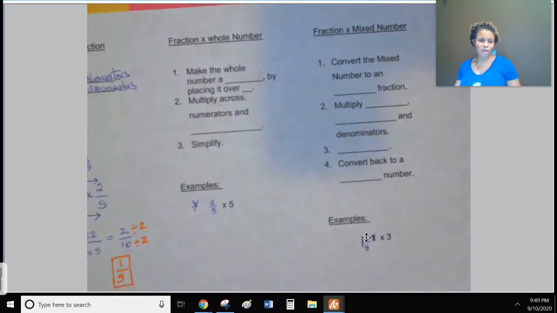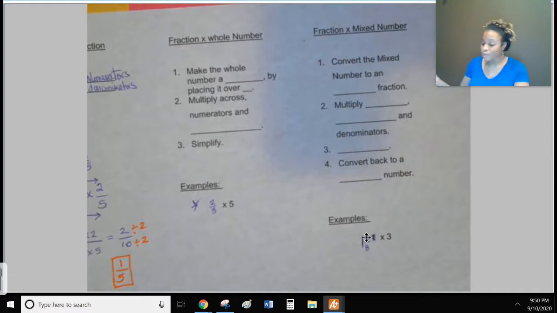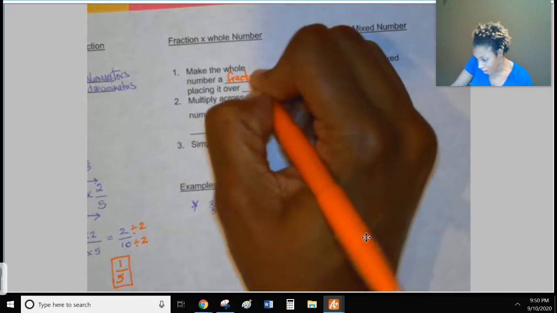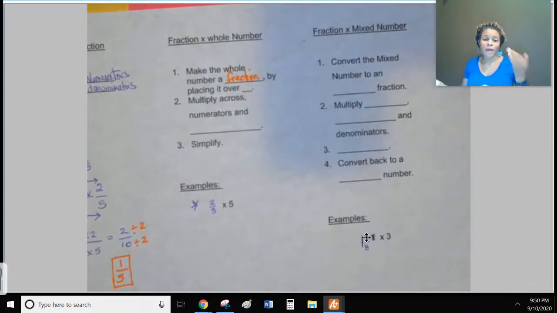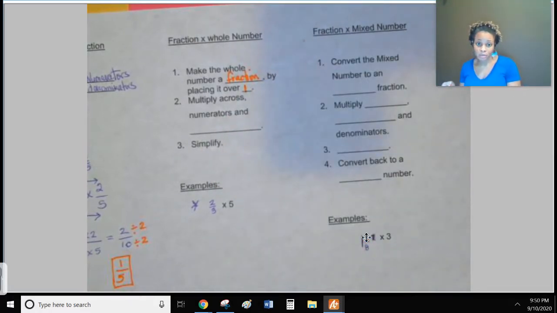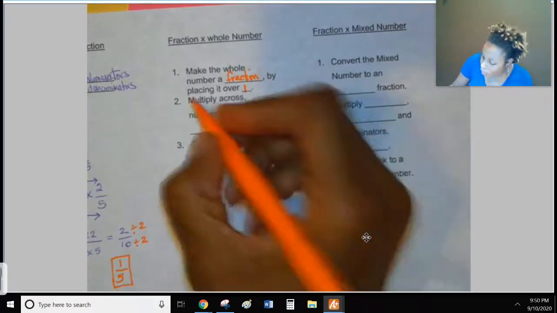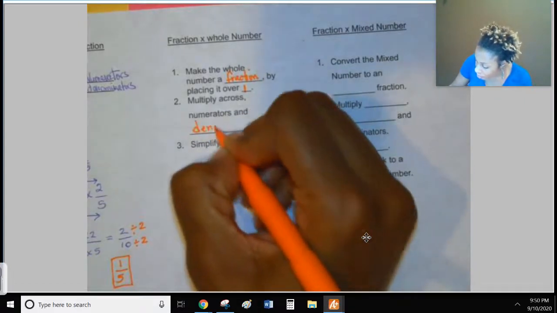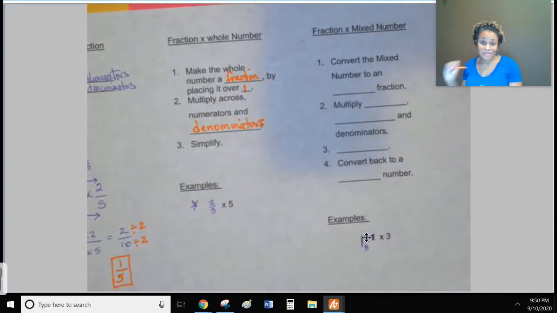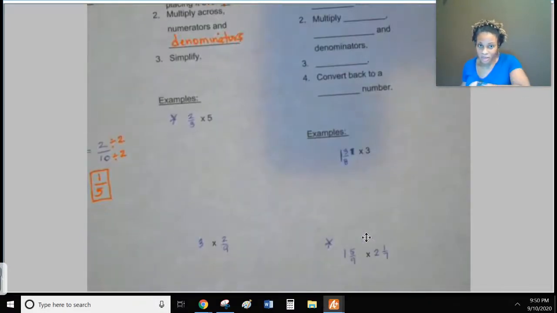Let's look at multiplying a fraction times a whole number. When multiplying a fraction times the whole number, make the whole number a fraction. So before I start anything, I need to make that whole number a fraction. Well, how do I do that? By placing it over 1. That means you want to have the denominator be 1, okay? You're going to multiply across numerators as before and across denominators. Same process. And always simplify.